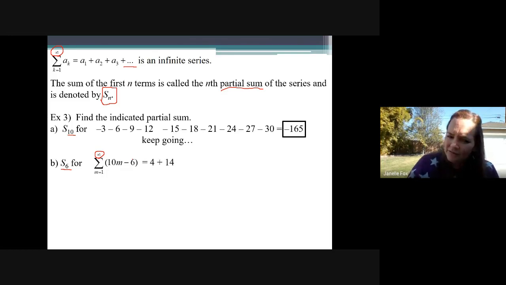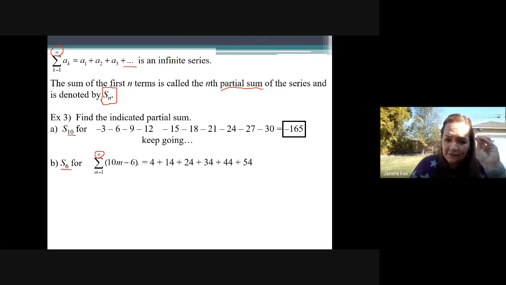And then maybe you can kind of already see what the pattern is going to be. 10 times 3 is 30. 30 minus 6 is 24. That's 3 of the terms. Then I'm going to plug in again, and I get 34, and then a 44 for the 5th term, and then the 6th term is, in fact, a 54.